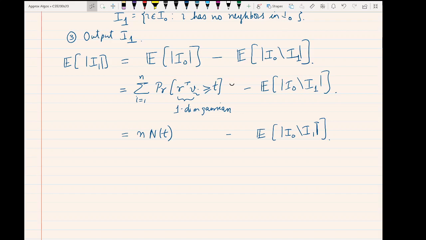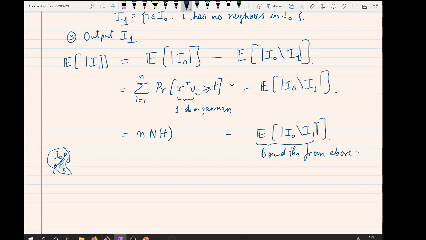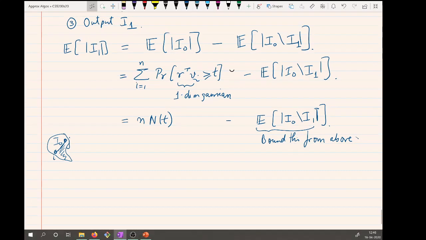Now let us try to bound this term. Well, you had an initial candidate set I0 and you removed all vertices that had an edge to another vertex in I0. So if you had both i and j, you would remove both i and j. So this is not an iterative process in which you remove a vertex and then the other one is not there. You remove both because both of them have an edge within I0.